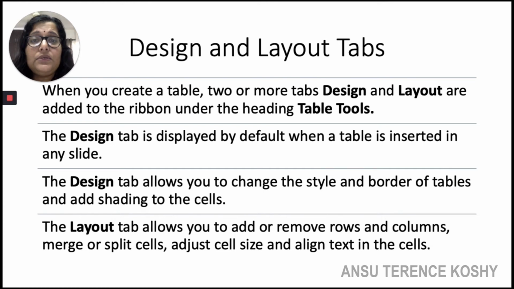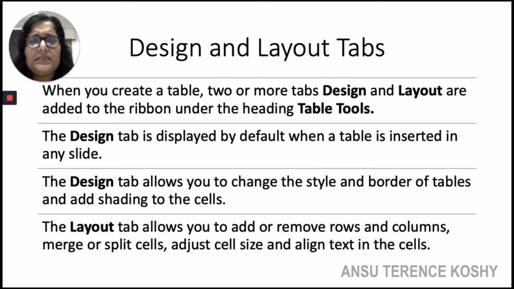Design and Layout tabs. When you create a table, two tabs, Design and Layout, are added to the ribbon under the heading Table Tools. The Design tab is displayed by default when a table is inserted in any slide. The Design tab allows you to change the style and border of the tables and add shading to your cells. The Layout tab allows you to add or remove rows and columns, merge or split cells, adjust cell size and align text in the cells.